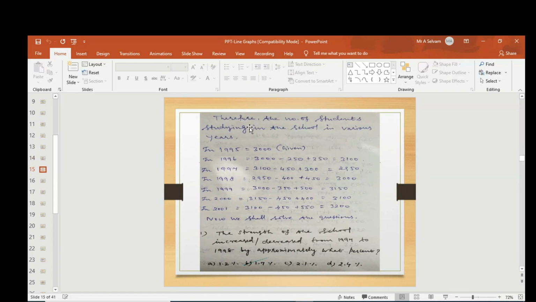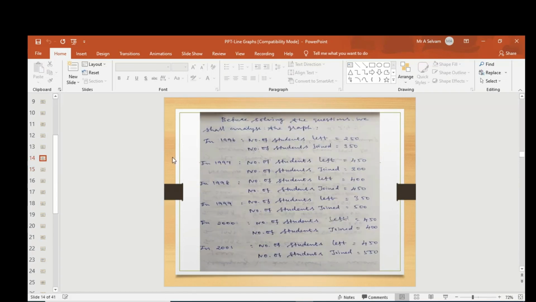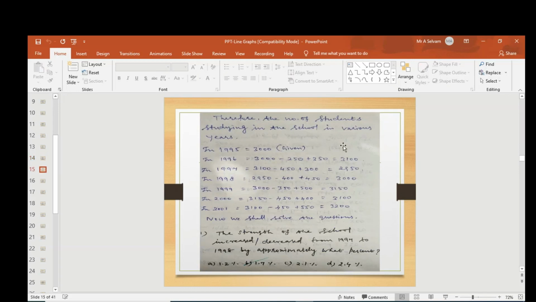Now we are going for the 1996 year. The given initial strength is 3,000. Look at 1996: how many students have left, and how many have joined? With those values we can find how many students are there in the school in the present year. In 1996, 250 students have left, so minus 250, plus 350 students who have joined. Then 3,100 students are there in 1996.